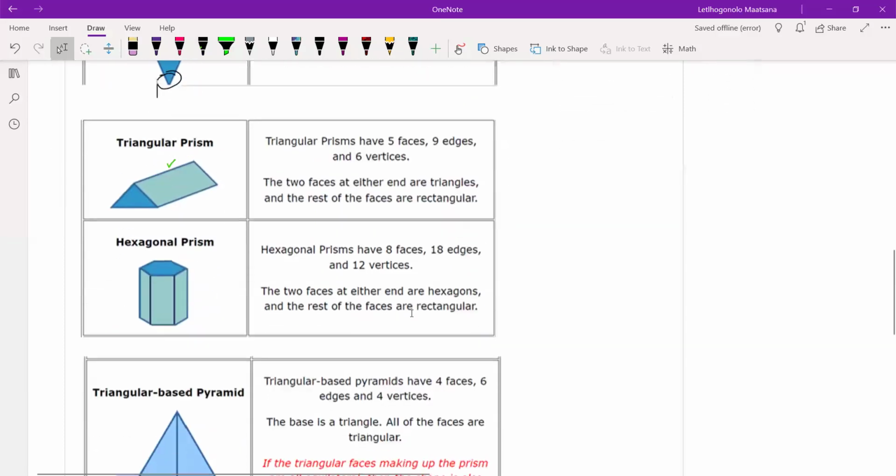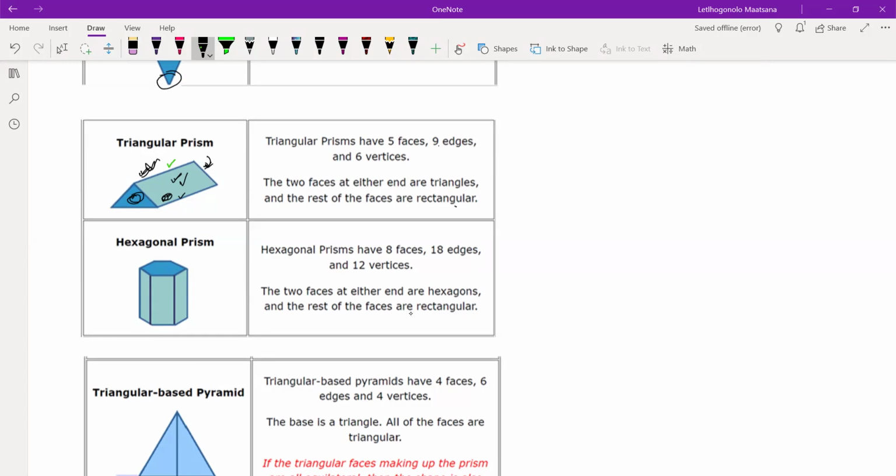Then we move on to a triangular prism. A triangular prism has 5 faces: 1, 2 on that, 1 on that side, 2 on that side, 3, 4 on that side, and the bottom one is 5. 9 edges and 6 vertices. The 2 faces at either end are triangles, so we're talking about this end and that end, and the rest of the faces are rectangular, so that one on that side, this one, and the one that is found at the bottom.